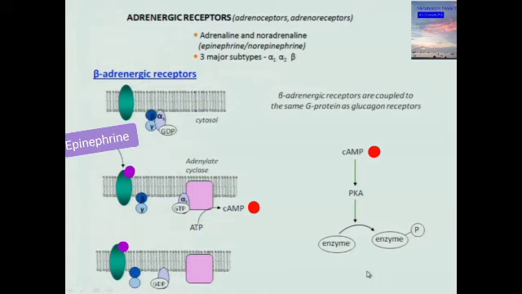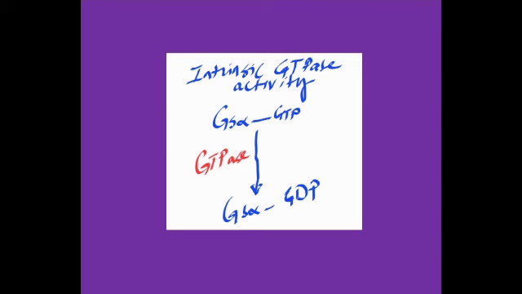Actually, I'm going to add one more thing. It's not on this slide. So for those of you who like to write, I'm going to tell you that other thing. This alpha subunit has enzymatic activity. And that enzymatic activity can take that GTP and hydrolyze it back to GDP.